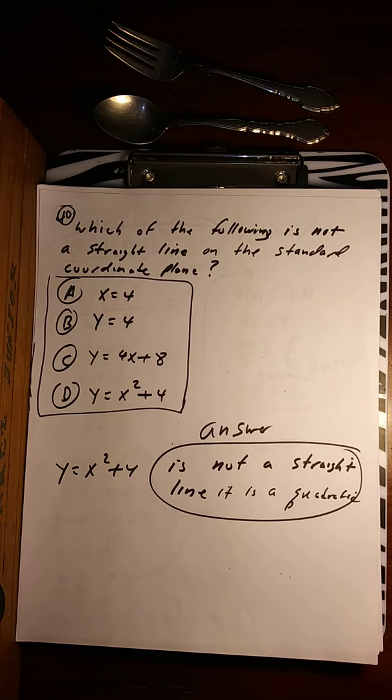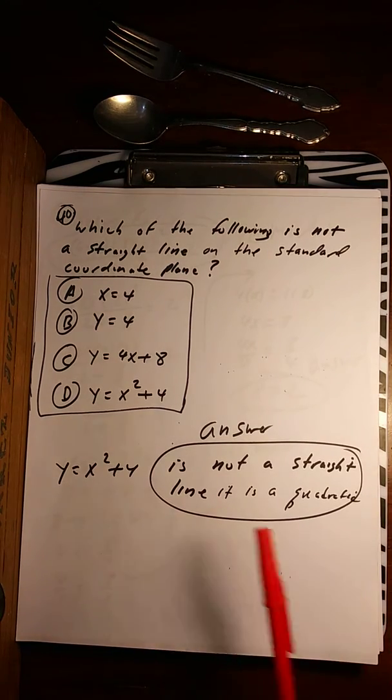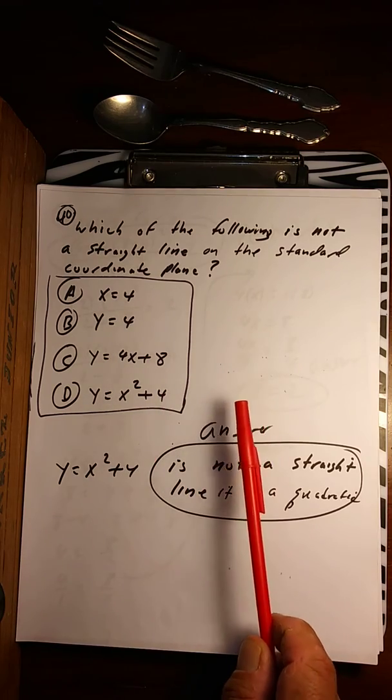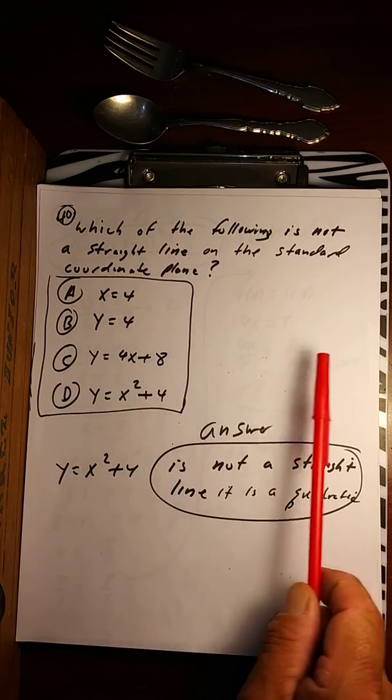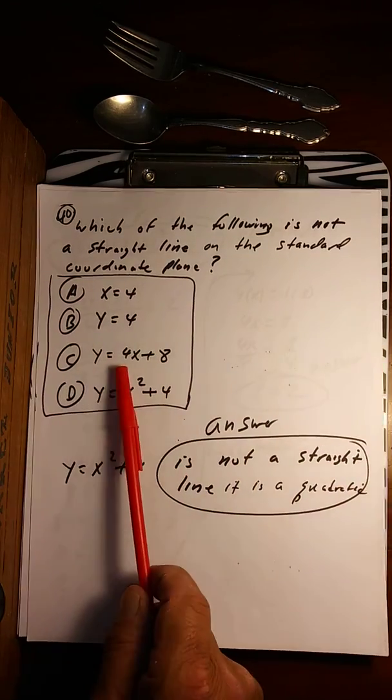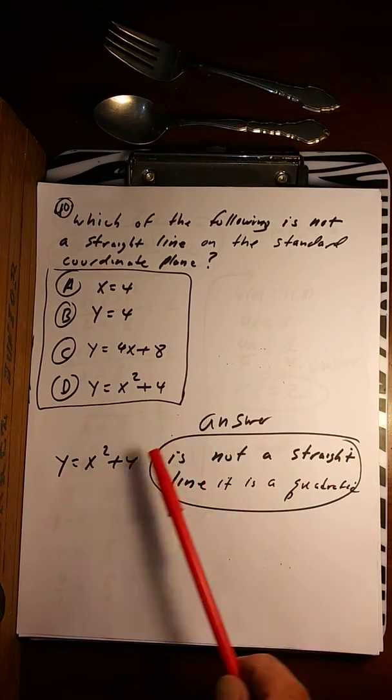Which of the following is not a straight line on the standard coordinate system? Well, x equals 4 is a line. It's just a line going this way, up and down. y equals 4 is just a line going horizontal. y equals 4x plus 8 is also a line.